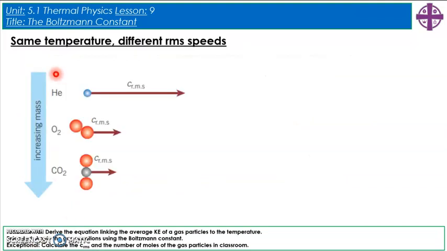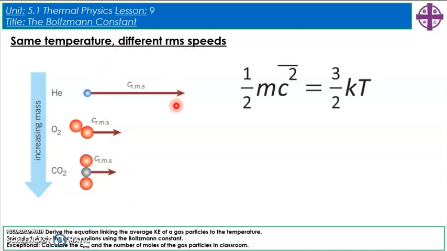What we notice when we've got a gas made up of a mixture of different molecules, for example, air has got helium in it, it's got oxygen in it, it's got carbon dioxide in it, is that all those molecules are at the same temperature. The air is at a certain temperature, so all the molecules are at the same temperature, but they'll have different speeds. And that is because of this equation here. We can see that if we rearrange this to get root mean square speed equals, then we would get this. We can see that for the same temperature, if there is a larger mass, it will have a lower root mean square speed. If the mass is lighter, a smaller mass, it will have a higher root mean square speed. So helium, which is much lighter than oxygen and carbon dioxide, will be moving much more quickly, even though they are all at the same temperature.